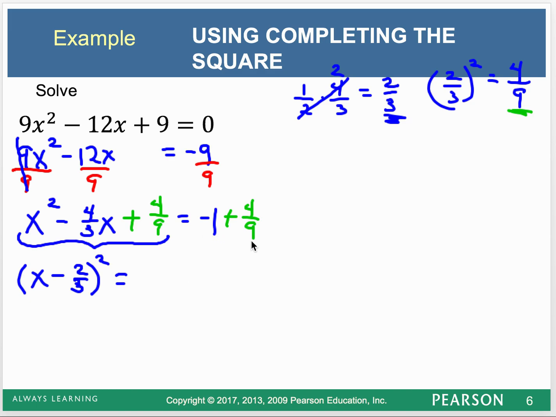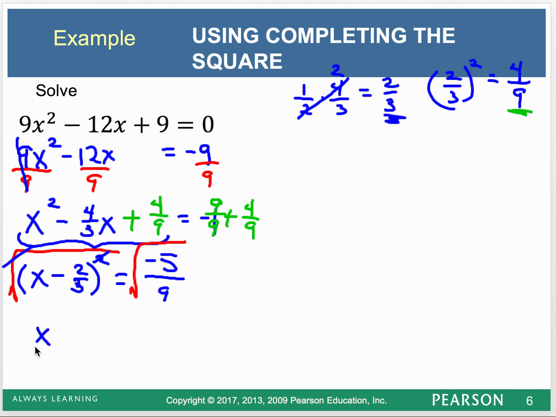I've got to add -1 and 4/9, so maybe I want to make this a fraction with a denominator of 9. Let's make it 9/9 so that we can easily do that. They both have a denominator of 9 now. -9 plus 4 is -5. And now I can use the square root method. All right? Square root both sides. And then this will undo itself.